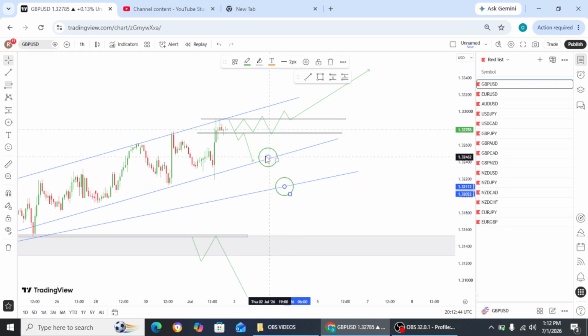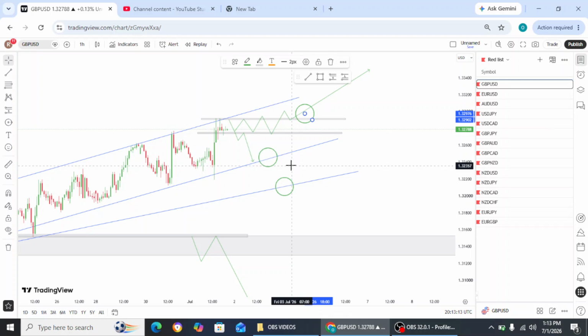So you can look for buying opportunity at this level. You can look for buying opportunity at this level. And you can also look for buying opportunity at this level. So these are the three levels that once the price gets to these levels, you can look for buying opportunity. And what should you be looking for? You should be looking for an engulfing candle, a bullish engulfing candle, so you can take the trade to the upside.